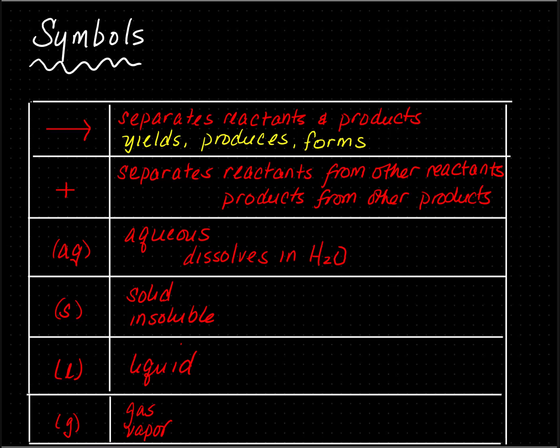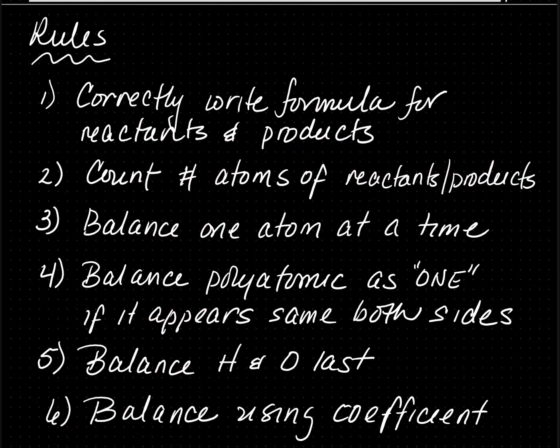So for example, if I put salt in water, the salt will dissolve in water. S subscript means solid, or insoluble, or a precipitate is formed. L stands for liquid. G stands for gas or vapor. These are the basic rules for balancing.